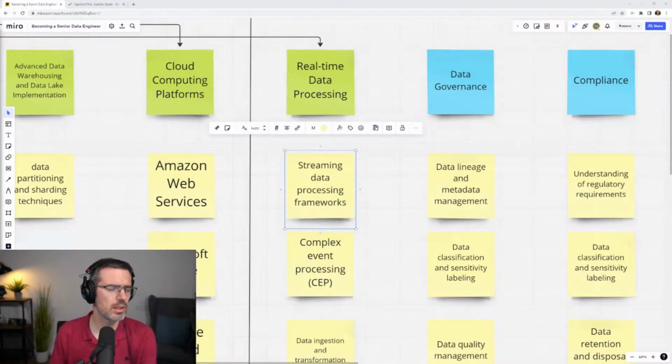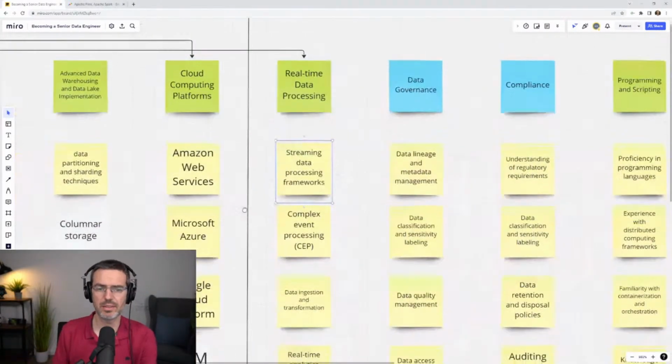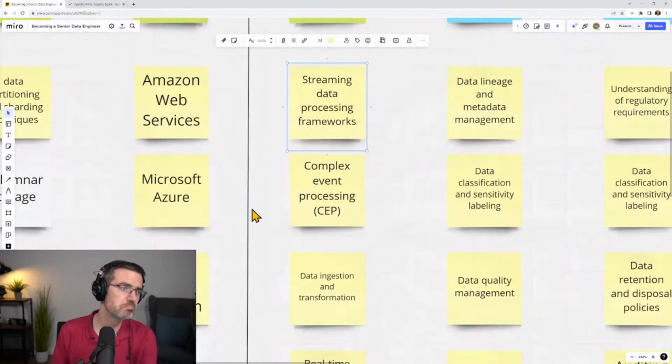Kafka KSQL. KSQL as a sort of a database on top of Kafka, on top of the message queue. Yeah, also very good, very good.